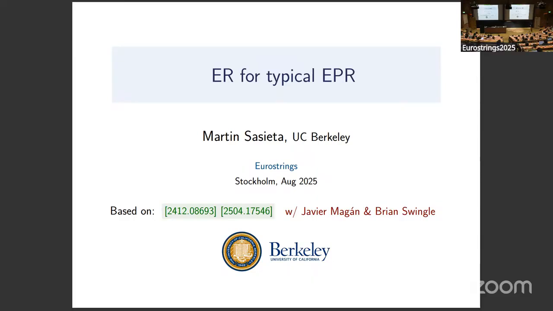So today I'm going to change topics a little bit from what Irene has told us, and I will essentially talk about black holes. Okay? Everything that I'm going to say today is going to be based on these two papers that came out earlier this year in collaboration with Javier Magán, who's at the Instituto Balseiro in Argentina, and with Brian Swingle, who is at Brandeis.